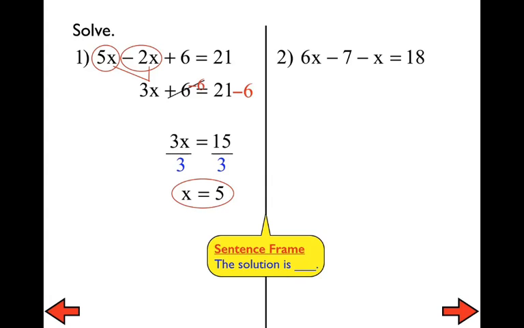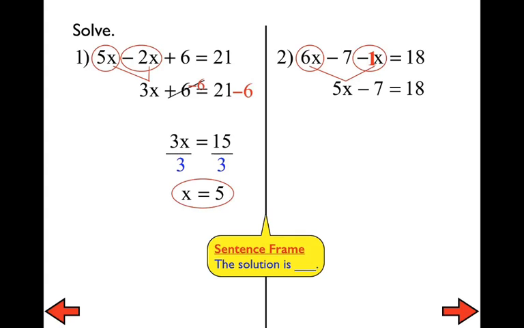Let's take a look at number 2. We have like terms of 6x and negative x. Now remember, anytime we have a variable without a number in front, there really is a number in front, and that number is 1. We just don't typically write it. So let's go ahead and put a 1 in front of that x. And now let's combine our positive 6x with our negative 1x. That simplifies to 5x, and so our equation turns into 5x minus 7 equals 18.